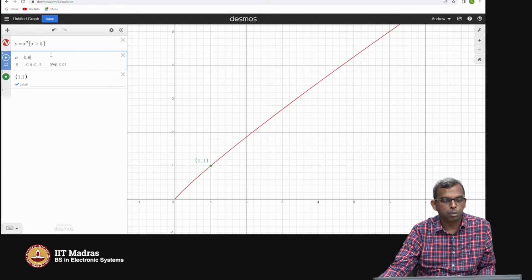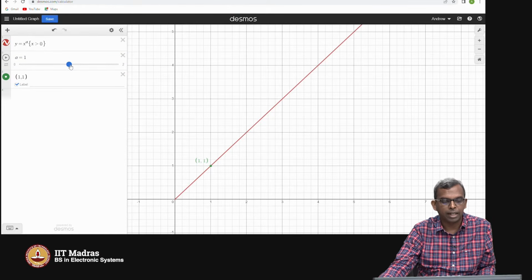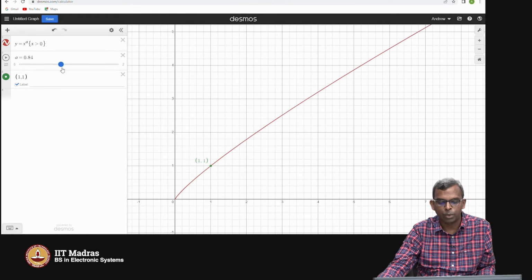So this might be a little bit more interesting, so it will give me more values here. So at 1, I have a straight line. As I go to the right, it is sort of tilting in this way. Notice what happens when I go to the left. It is tilting the other way, right?